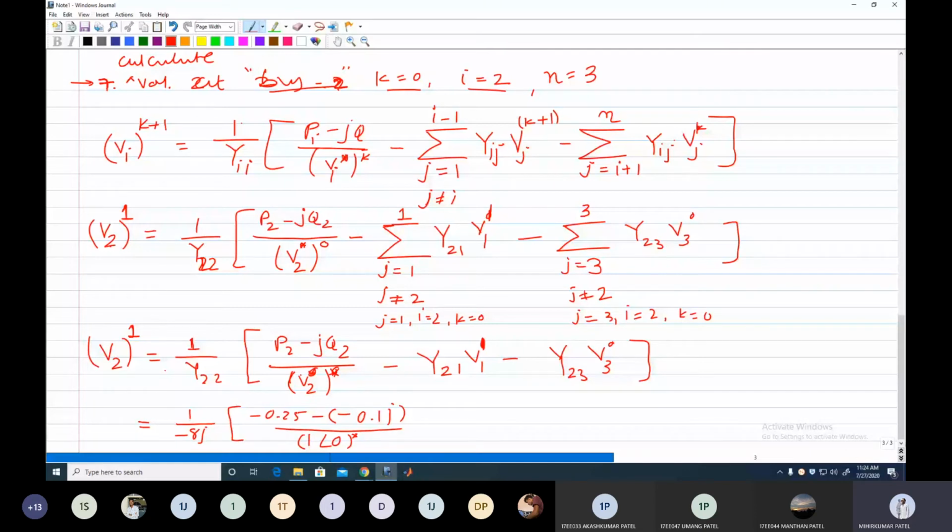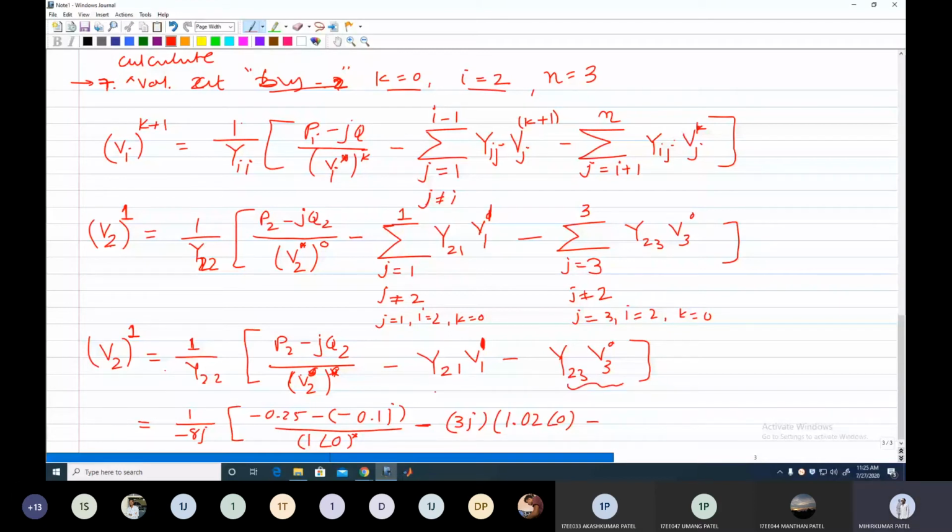Okay. Next, what is the value of y21? It is 3j. V1 1: what is the value of V1 1? It is the voltage at bus number 1 after the first iteration, the slack bus voltage. It is 1.02 angle 0. Yes.